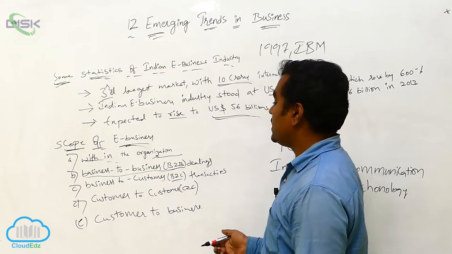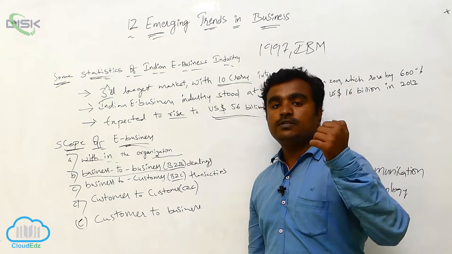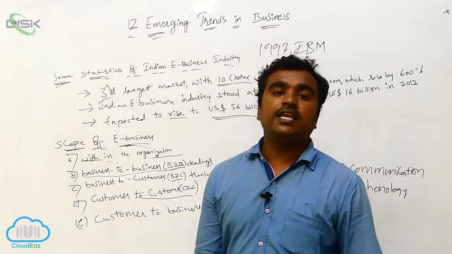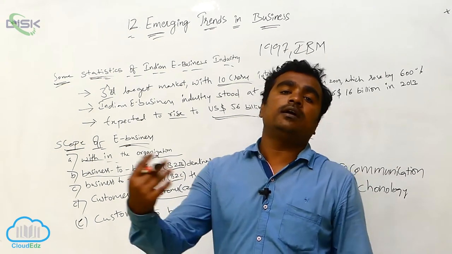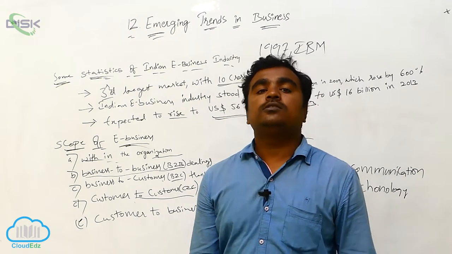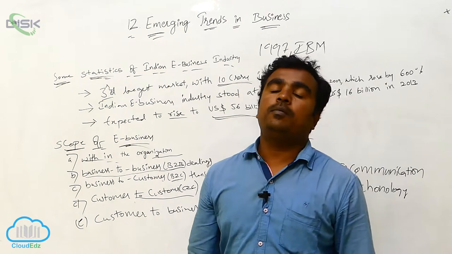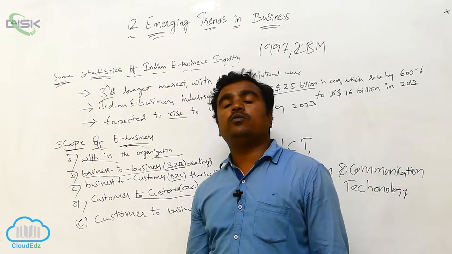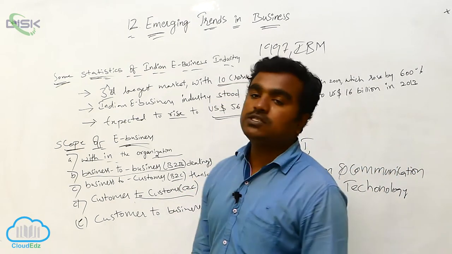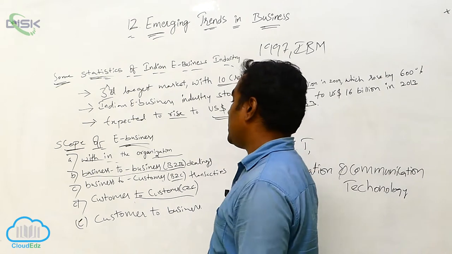Next we'll move forward to C2C. C2C is one of the very important markets in e-business, where it facilitates customer to customer dealings. Here a customer can deal with another customer. The best examples are OLX and Flickr. On these websites the customer puts his product online, and another customer who needs it can buy directly from the customer. That is why it is regarded as C2C. It is a very emerging trend of business.